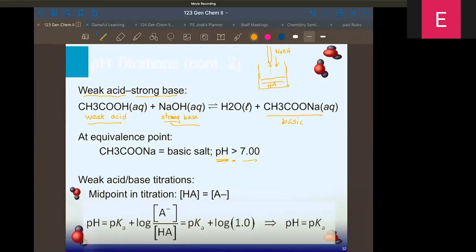What you're going to be producing is CH3COO minus ions and sodium ions. And therefore, you're going to be producing the conjugate base of the weak acid. The weak acid and its conjugate base are going to have a buffering effect.